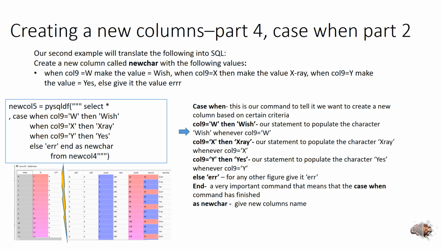So again, case when. This is our command to tell it we want to create a new column based on certain criteria. Col 9 equals W then wish. This is our statement to populate the character wish whenever col 9 equals W. Col 9 equals X then X-ray. Our statement to populate the character X-ray whenever col 9 equals X. Col 9 equals Y then yes. Our statement to populate the character yes whenever col 9 equals Y.